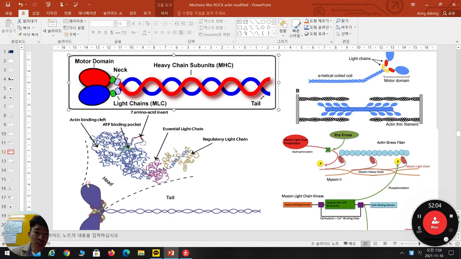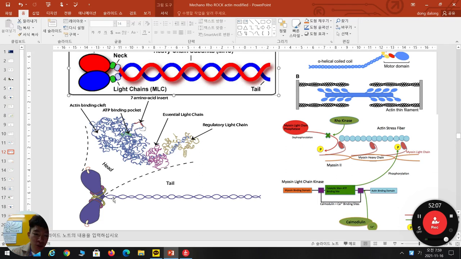When you look at this head, the motor domain, this is the heavy chain, okay? And then the light chain is here, and this is the head. In the head, you see the actin binding cleft and the ATP binding pocket, because when myosin contracts, it needs ATP. So they have an ATP binding pocket, and then the essential light chain here, and the regulatory light chain site here. Okay, so in the head, there is the actin binding site, the ATP binding site, and also the light chain and light chain regulator here.